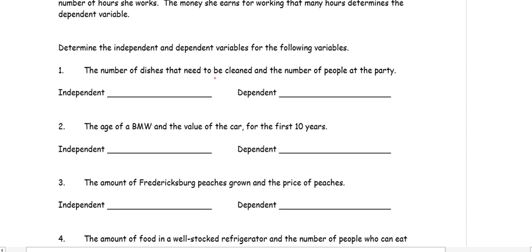It's the number of dishes that need to be cleaned and the number of people at the party. Which one of these two is the independent variable? Which is the one that you can control? I would think that the number of people at the party would be your independent variable, just because the number of dishes you need to wash is going to be dependent on the number of people at the party.